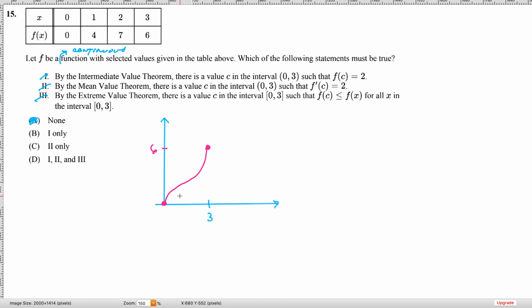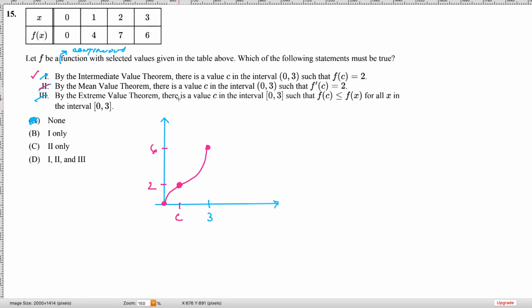Now, does that guarantee that there's some value c with f of c equal to 2? Of course, there has to be some c with f of c equal to 2. So that would guarantee 1 being true. Now, would 2 be true? Well, for the mean value theorem to be true, we need something else. We need more than continuous. We need it to be differentiable. So we wouldn't be able to guarantee anything by the mean value theorem.